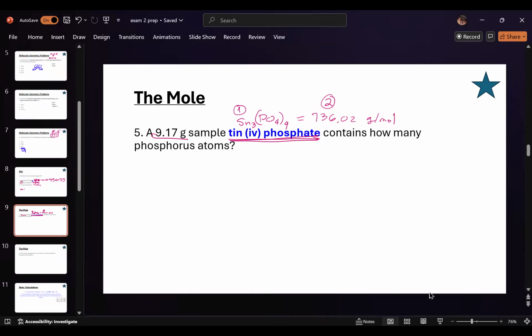First, you start with your given, which is 9.17 grams of Sn3PO4 4.